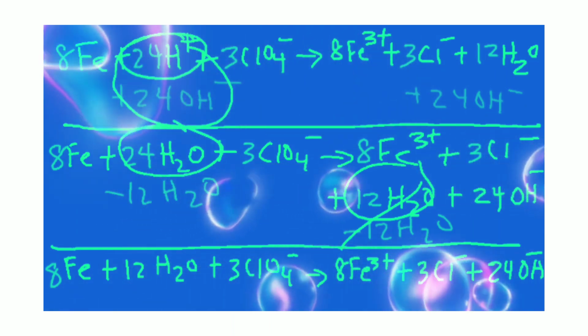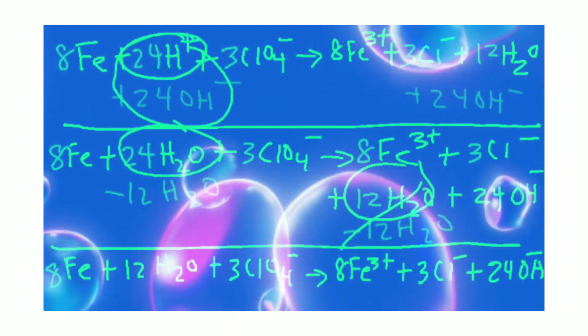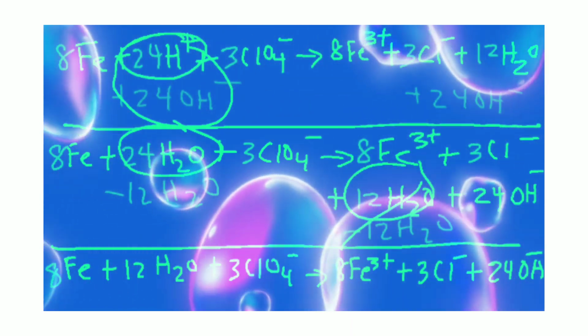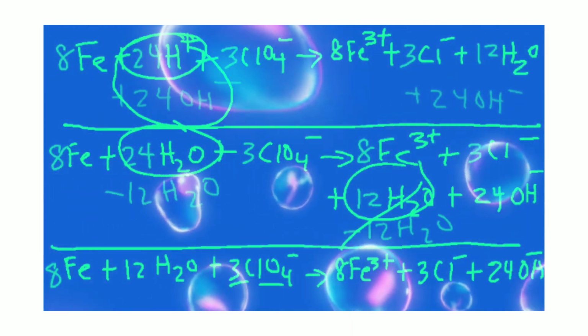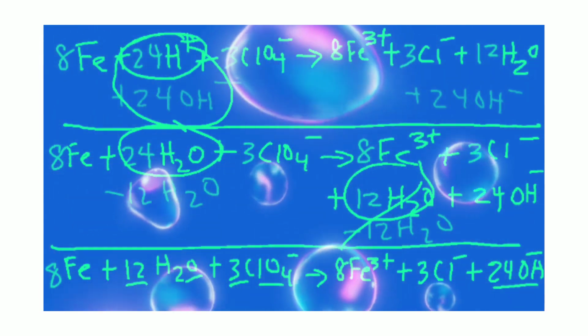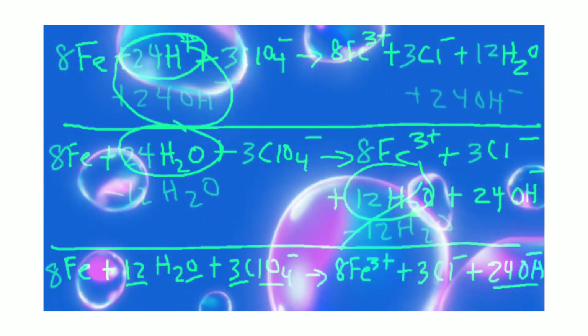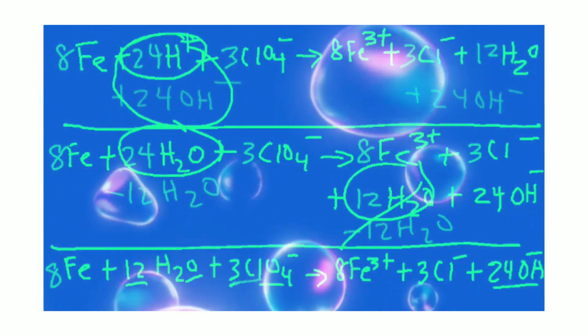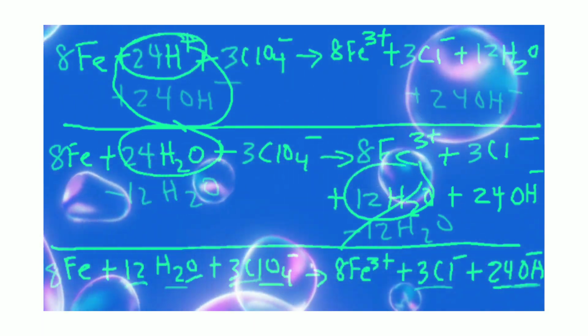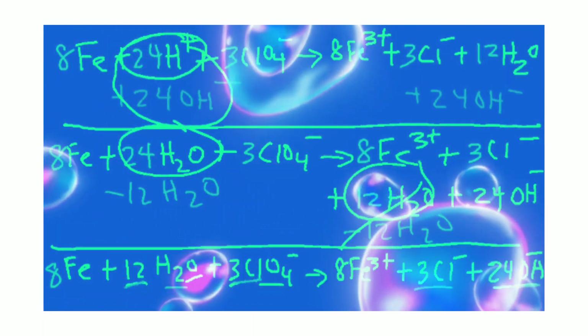This is our final balanced reaction under basic conditions. We can see that we have 8 iron atoms on both sides. Here we have 3 times 4, 12 oxygen atoms, plus 12 here, and we have 24 oxygen atoms in the 24 hydroxide ions. And we have 3 chlorine atoms on both sides, and 12 times 2 is 24 hydrogen atoms. So the number of atoms are the same.